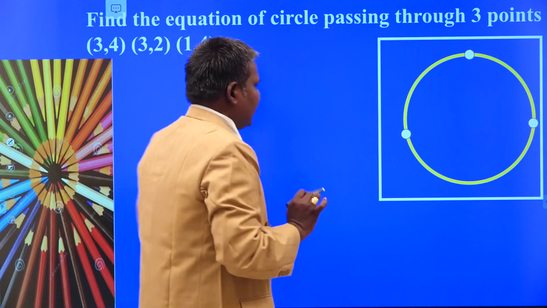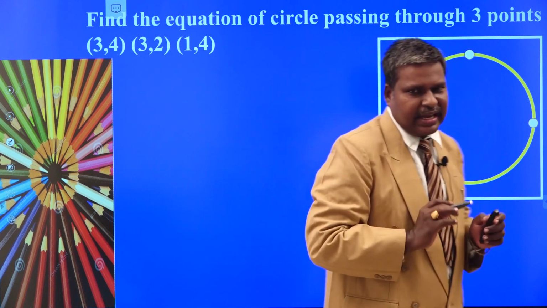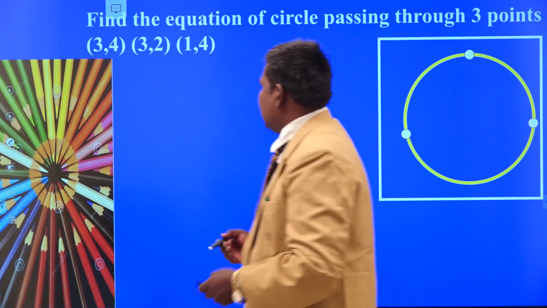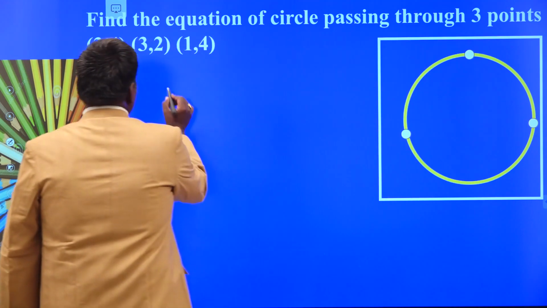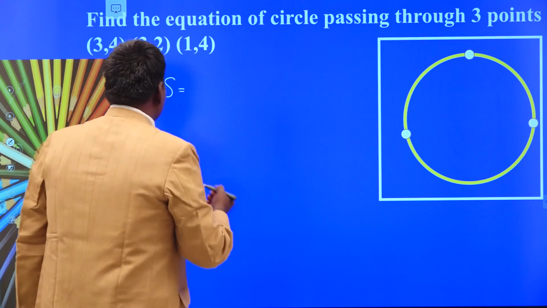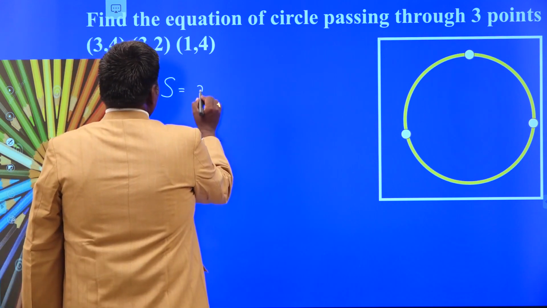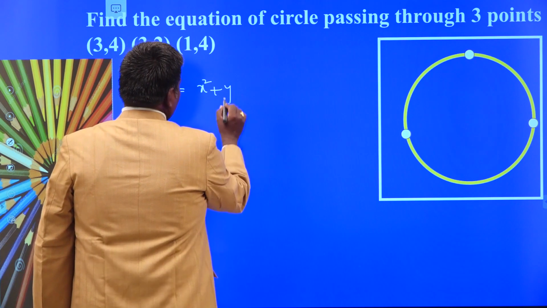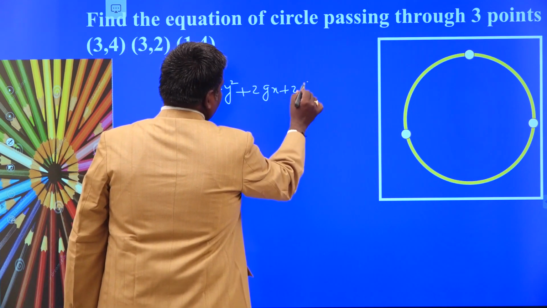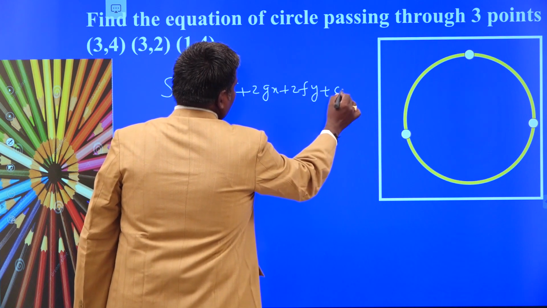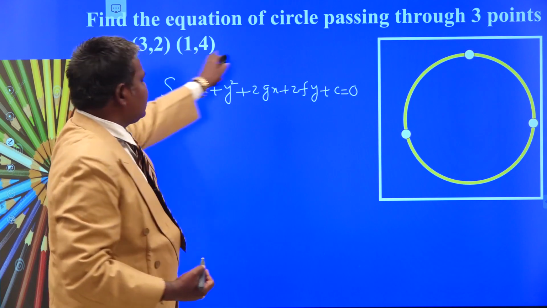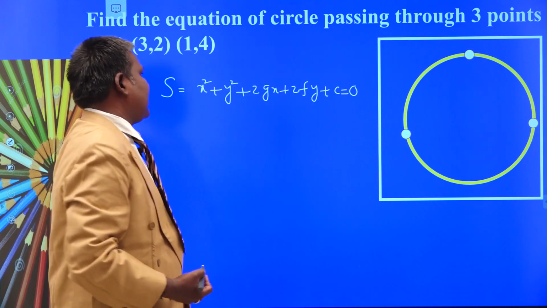These are the 3 points. I am not observing that they form a right angle triangle. The general procedure: for any 3 points, this is the best method, I think. Let S equal to 0 be the required equation of the circle. Let S is equal to x square plus y square plus 2gx plus 2fy plus c equal to 0 be the equation of the circle passing through your 3 given points.